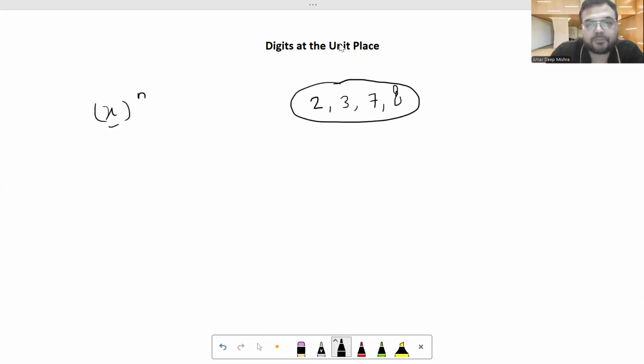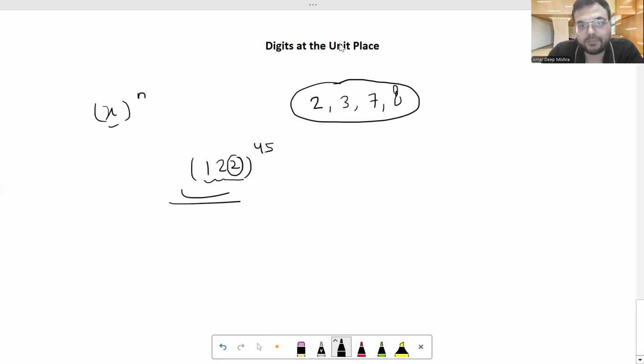Let's say I have a number 122 raised to the power 45. Here in the base number, I have 2 at the unit place. That means 2 is the deciding number. In the question, they can ask you to find out the digit at the unit place if you expand this expression. If you expand this, then what digit will come here at the unit place? So here 2 is the deciding number.